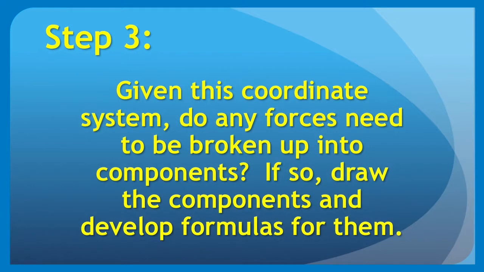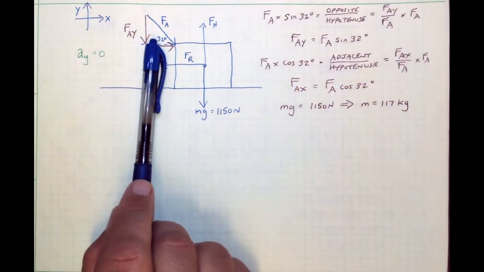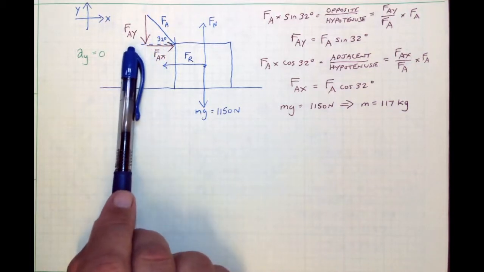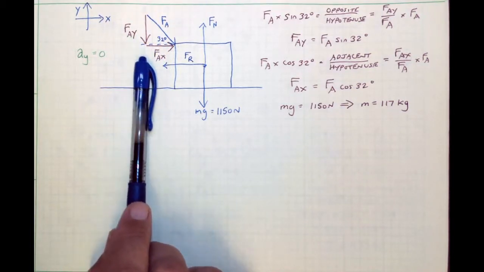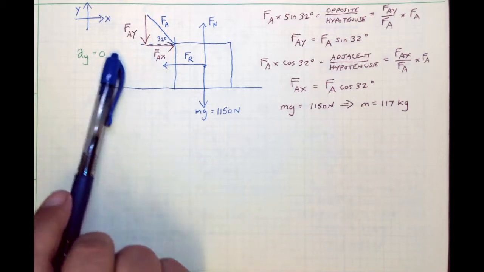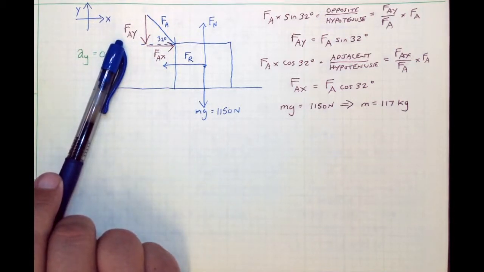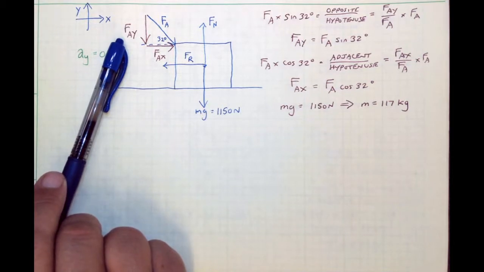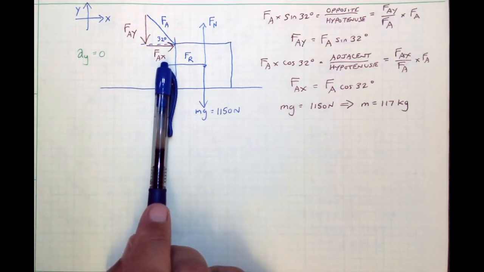The third step now is, given the coordinate system that we have, do any forces need to be broken up into components? Well, the answer is yes. The applied force must be broken up into two components, which we will call Fay and Fax. Note the difference, however, in that the y component this time is downward instead of upward. The x component is still to the right.